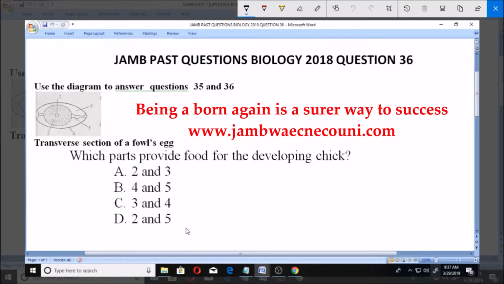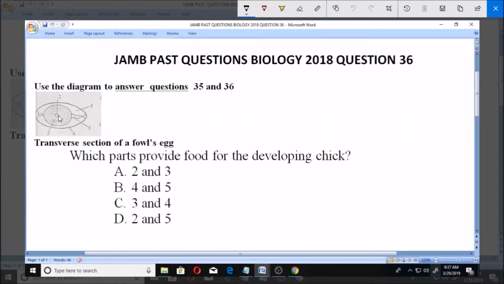So which part provides the food? You can see here you have 2, which is the embryo. You have 3, which we can see from here. We have 4, the albumen. We also have 5, we have 6. So which part provides the food? The albumen, also known as the egg white, provides food, mainly proteins and salts and water.